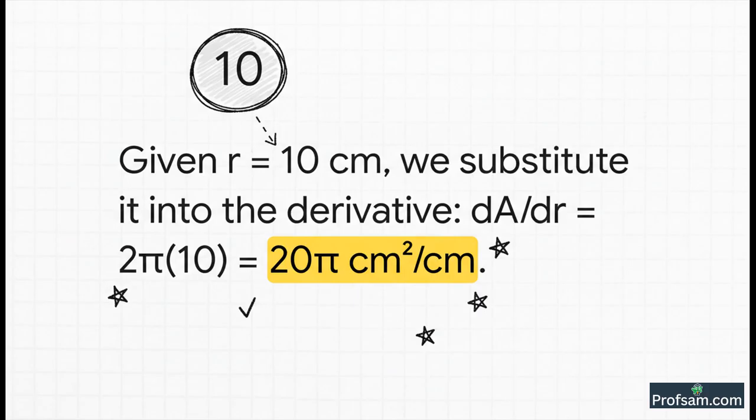And finally, we combine steps 3 and 4. The problem tells us the radius is 10 centimeters. We just plug this value into our derivative. So dA over dr becomes 2 times pi times 10, which is 20 pi. This means at that exact instant, the area of the meme's influence is growing at a rate of 20 pi square centimeters for every centimeter the radius increases. See? Not so bad, right?